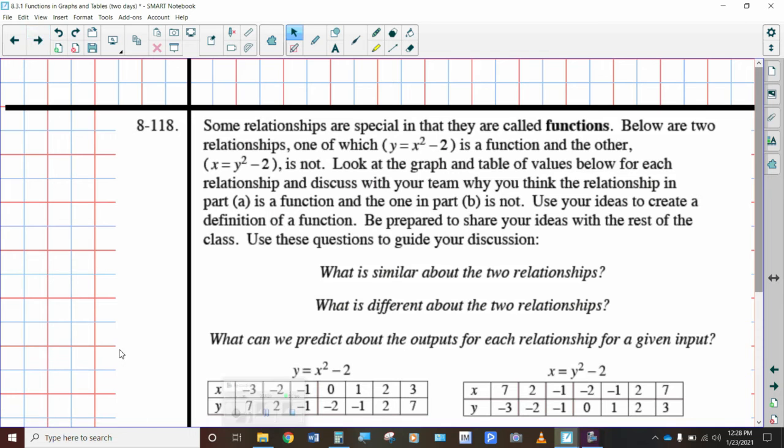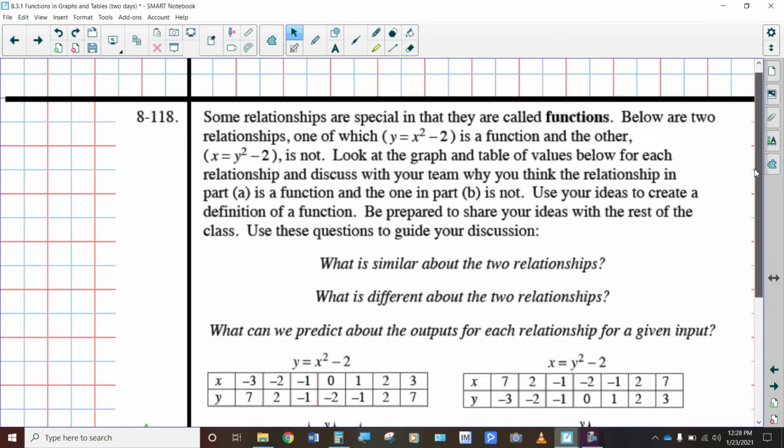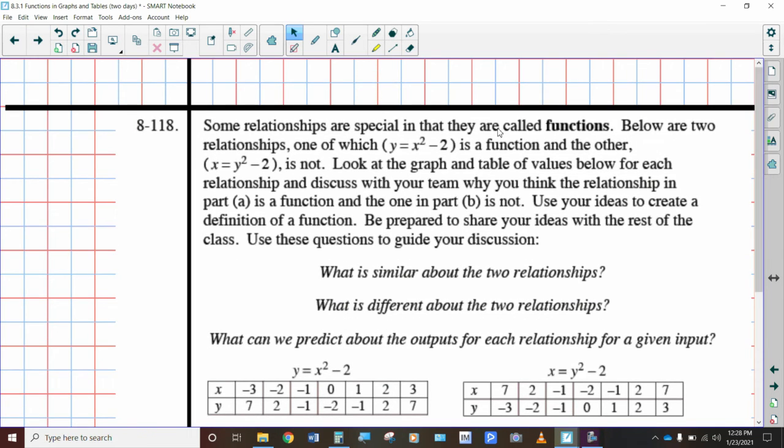Okay, so it says here some relationships are special in that they are called functions. Below are 2 relationships, one of which, y equals x squared minus 2, is a function, and the other, x equals y squared minus 2, is not a function. So what makes one of them a function and one of them not a function? That's really the question that we're thinking about. So it says, look at the graph and table of values below for each relationship and discuss with your team why you think the relationship in part A is a function and the one in B is not.